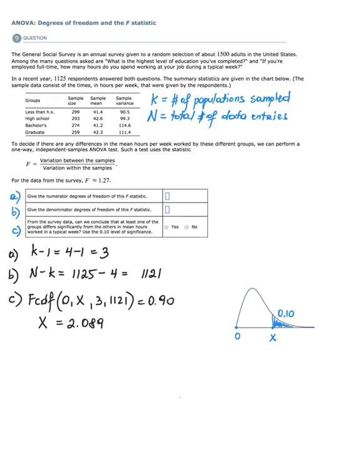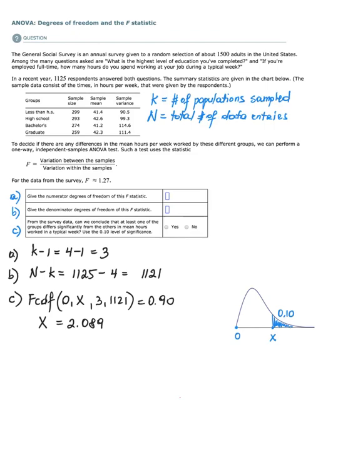There are 4 columns. First one represents groups, which are less than high school, bachelor's, and graduate. Second column represents sample size. First sample size is 299, next 293, next 274, and last one is 259. Third column is called sample mean. First mean is 41.4, next 42.6, next 41.2, and last one is 42.3. Final column represents sample variance for each particular group, and variances are 90.5, 99.3, 114.6, 111.4.